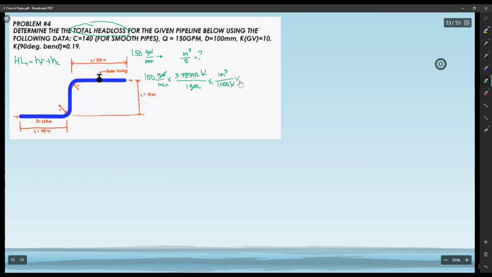Then the minute is left. We all know that in 1 minute, we have 60 seconds. So let's cancel. What will be the value? Let's just press it on the calculator: 150 times 3.785412 divided by 1,000 and then divided by 60. Our answer is 9.46353 times 10 to the negative 3 cubic meter per second.